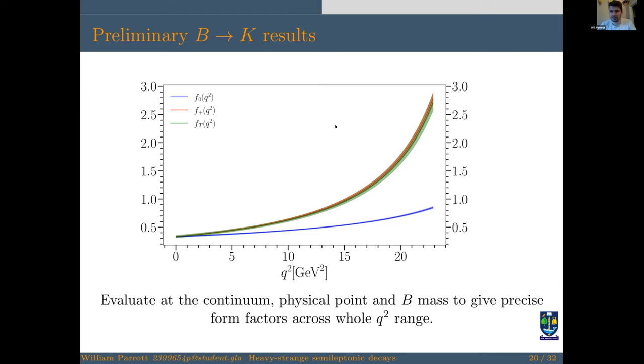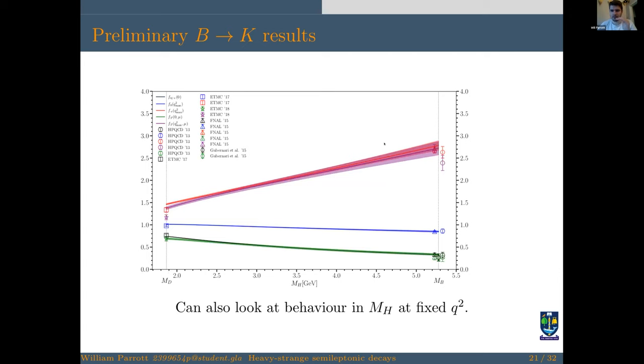Because of our heavy HISQ method, we can also evaluate at fixed Q squared points across the heavy mass range, which is what we've done here. We've got Q squared naught and Q squared max for the three different form factors, evaluated from the B all the way down to the D. So we've got B to K at this end, and we agree very nicely with these previous results here. We've got D to K at this end, where again we agree with the results, apart from the tensor form factor at Q squared max, and there's a tension there with ETMC.